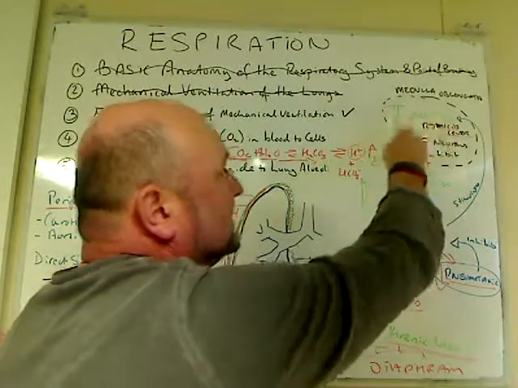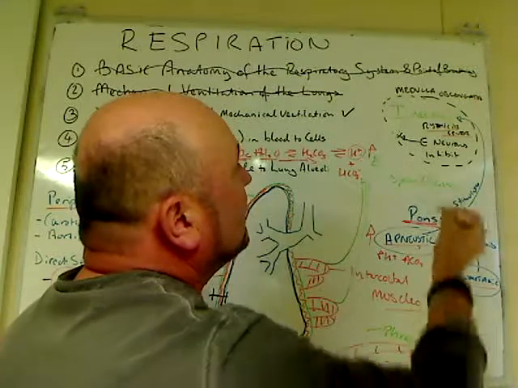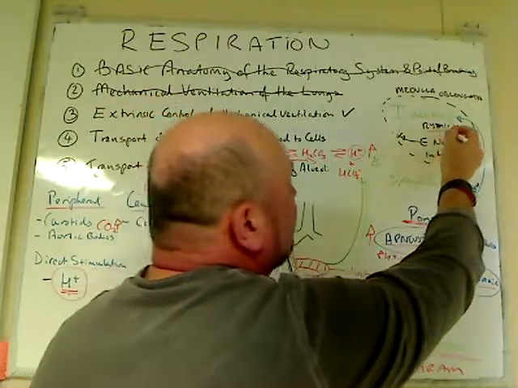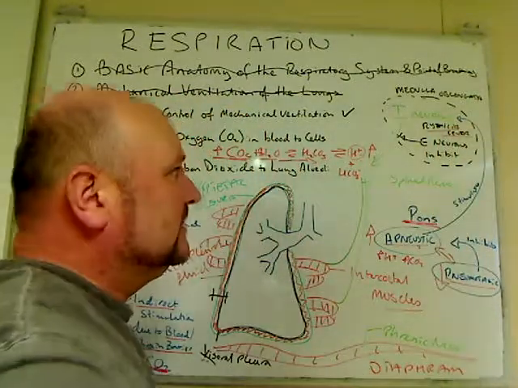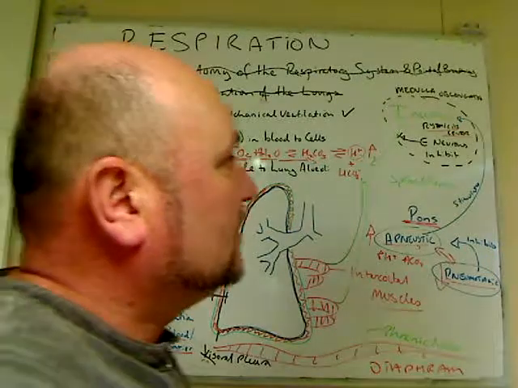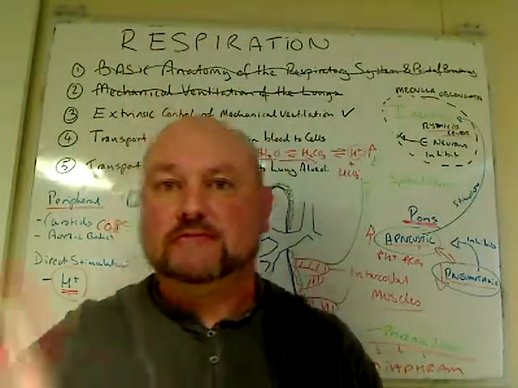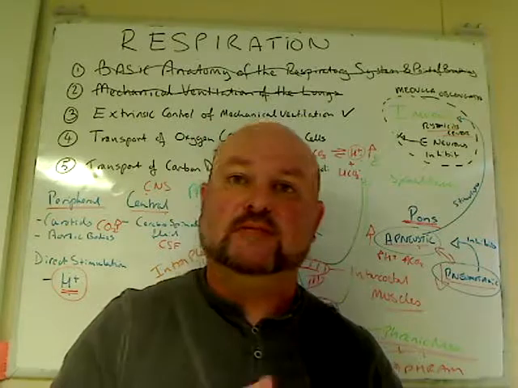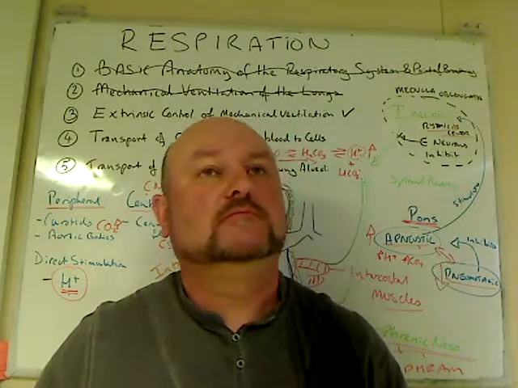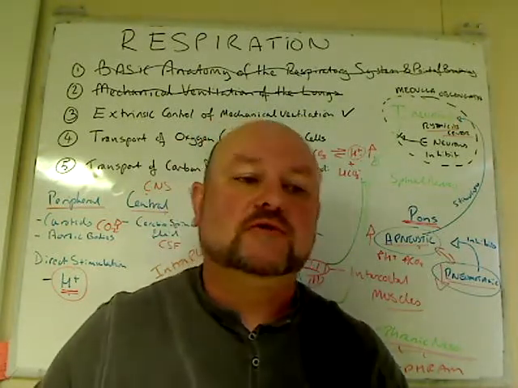And this is the simplest part of the brain altogether. What we have here is a basic rhythmicity center. So if someone comes up behind you and goes bonk on the back of the head, and you pass out on the floor, unless it's very severe, you don't stop breathing.